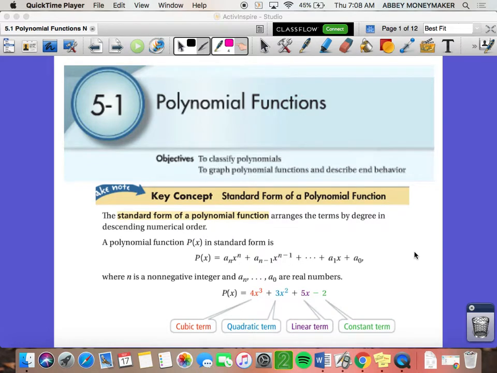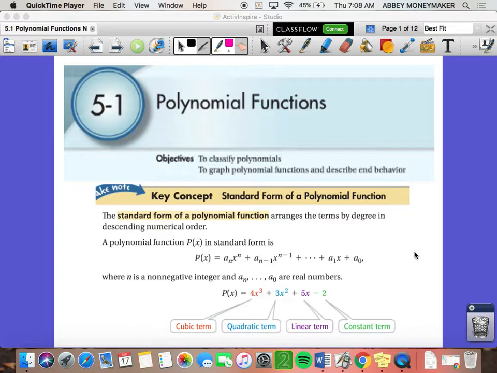Hey friends, today we start Module C, which is higher order polynomials. So we're going to look at cubics, quartics, and quintics in this entire module. But first you're like, what did you just say? What's a cubic, quartic, and quintic? That's what we're going to talk about today in 5.1 with polynomial functions.